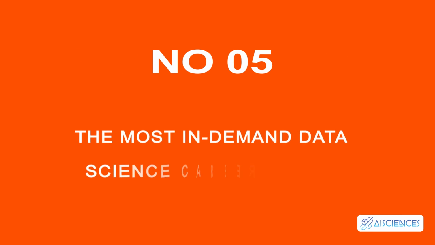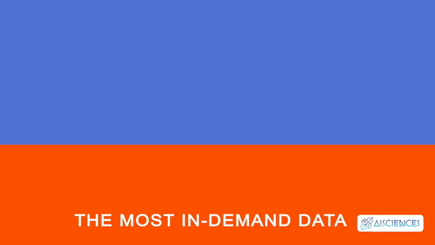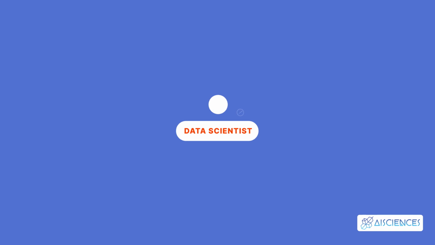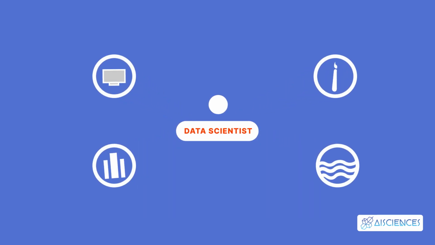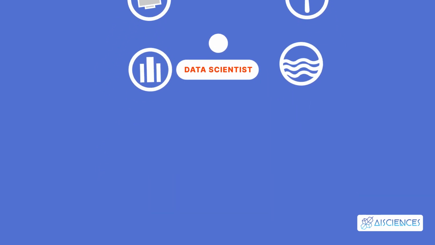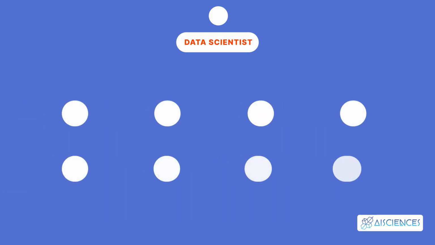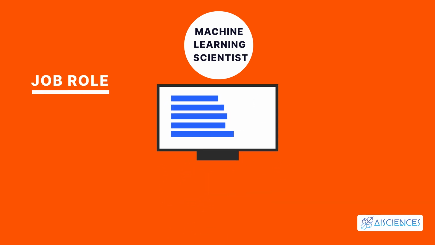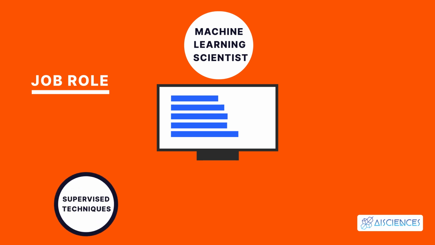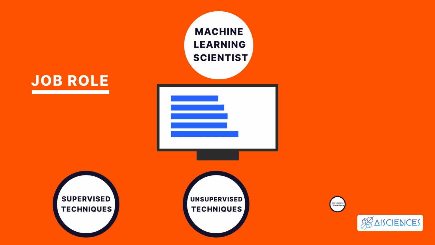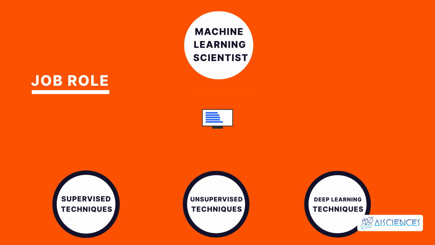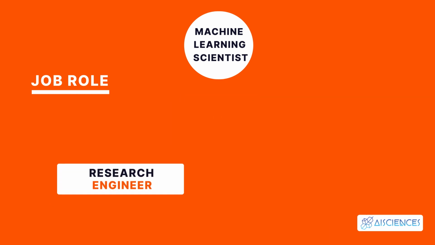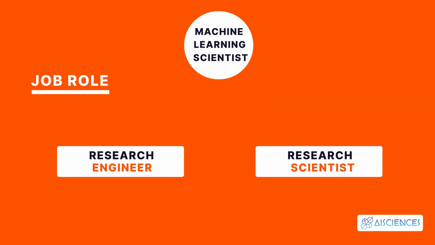Number 5. The most in-demand data science careers today. Data science professionals are needed in almost every industry, not just in technology. Listed below are some of the top data science careers you can pick from based on your academic background. 1. Machine Learning Scientist. Job role: Research novel data approaches and algorithms for use in adaptive systems, such as supervised, unsupervised, as well as deep learning techniques. Other job titles for machine learning scientists are research engineer and research scientist.